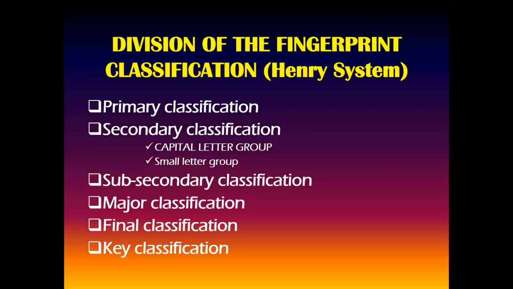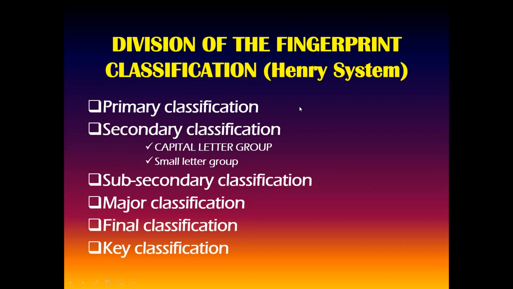You might notice, sir, paano naman yung arc? Since arches cannot be given any further classification, for the classification formula, we will only make use of the dash. So, the divisions of the fingerprint classification, as I have mentioned, we have 6. We have the primary classification, followed by secondary classification, subsecondary classification, the major classification, final classification, and K classification. Take note that in this lecture, I am interchangeably using classification with that of division.